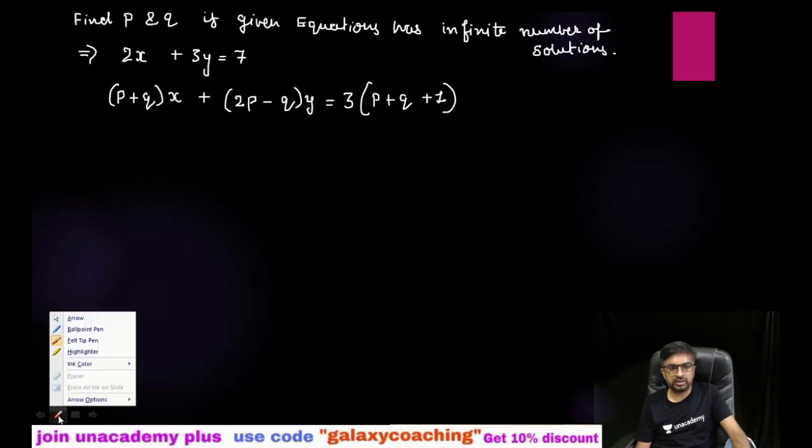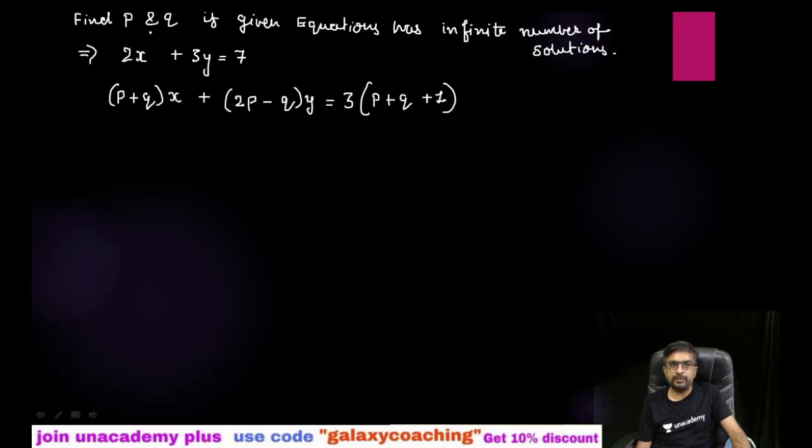So this is the question, and let me use another color. Find p and q if the given equation has an infinite number of solutions. You will find this question in 9 papers out of 10 in the board examination. So here they have told you infinite number of solutions.